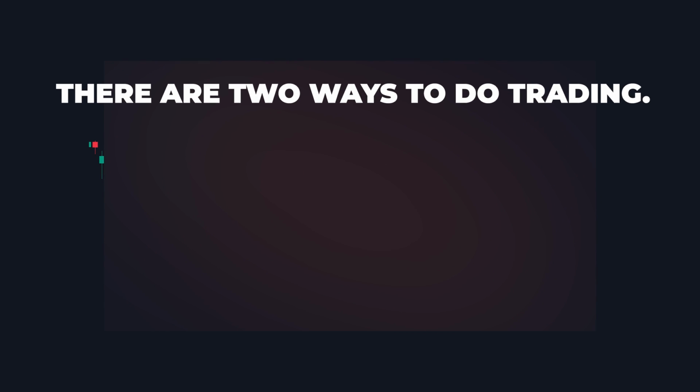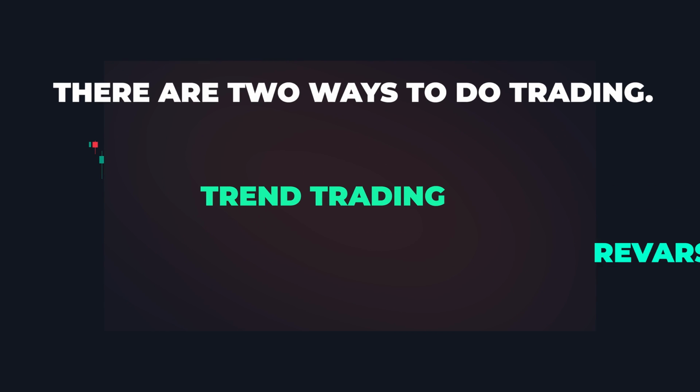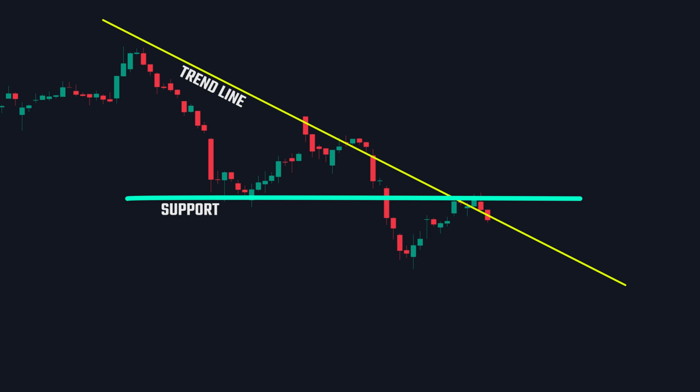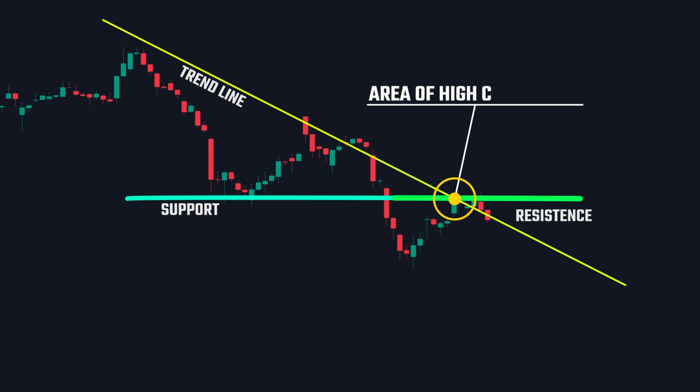There are 2 ways to approach trading: trend trading and reversal trading. Let's start by understanding trend trading. We look for a specific setup where the trend line, support, and resistance come together at one point. This point is called the area of high confluence, which means it's a place where different types of traders are willing to take trade positions. Let's understand this concept more clearly.